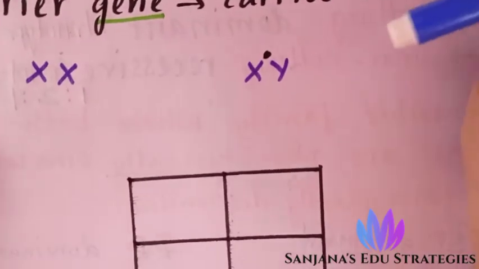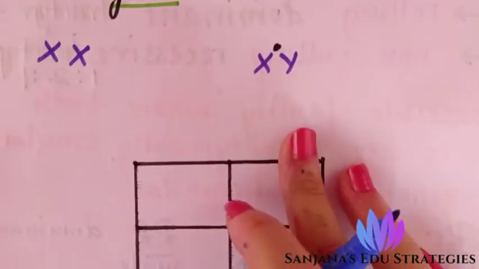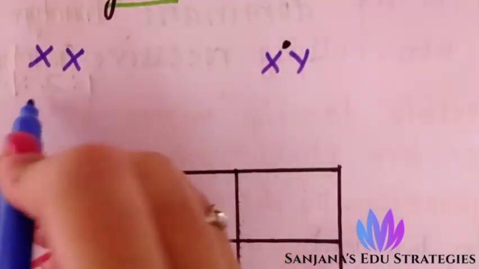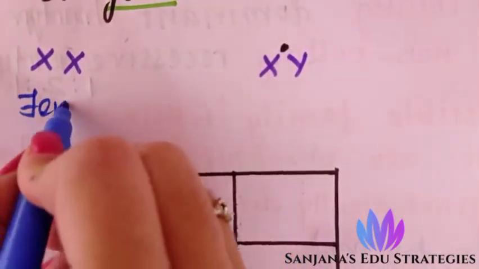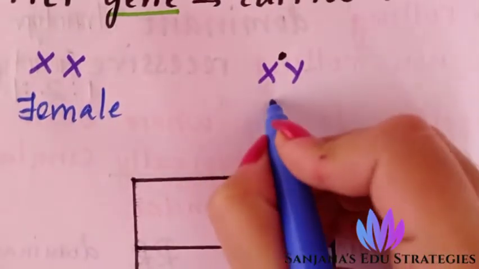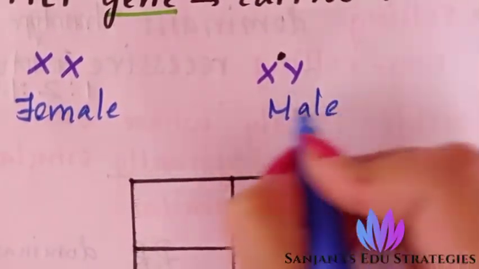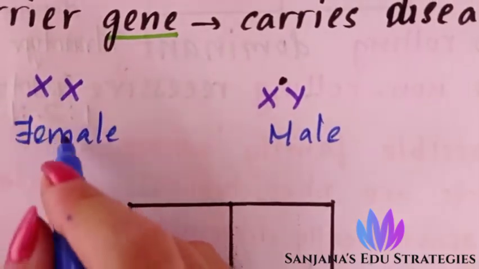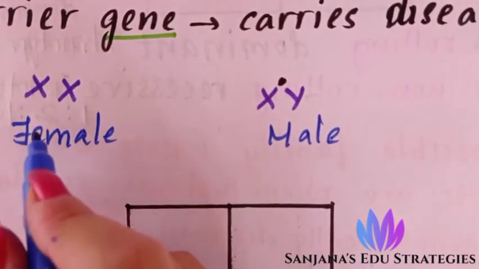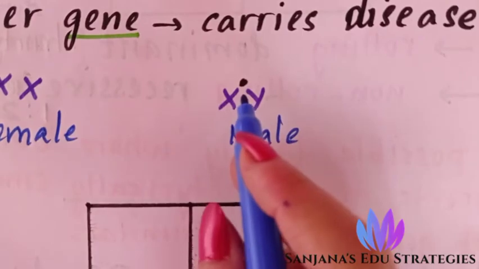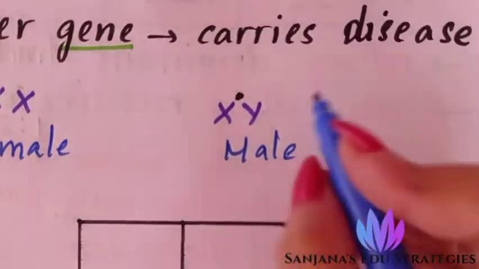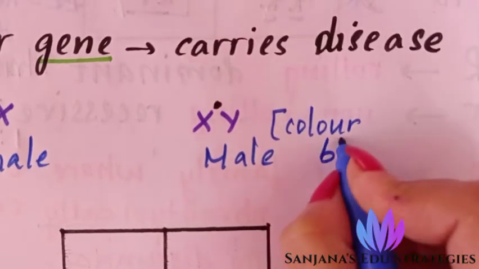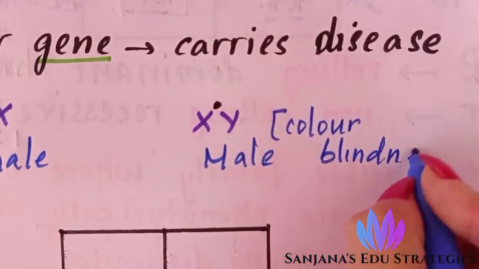Now we will cross and find out the example. From the chromosomes you have to understand who is female and who is male. This is female, this is male. The female is not affected, so she is a normal mother. The father is affected. Now we are seeing about color blindness, so he is affected from color blindness.